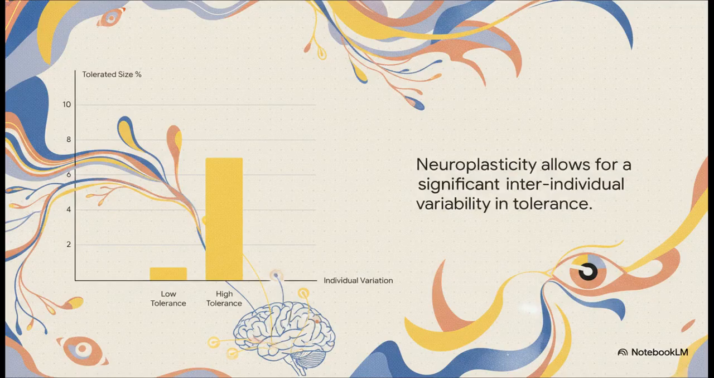But get this, that 3% number is really just an average. Everybody's brain is wired differently, thanks to something called neuroplasticity, the brain's amazing ability to adapt. Some people can barely tolerate a difference of 0.75%, while others can handle a whopping 7% difference with no issues at all. It's a huge, totally individual range.